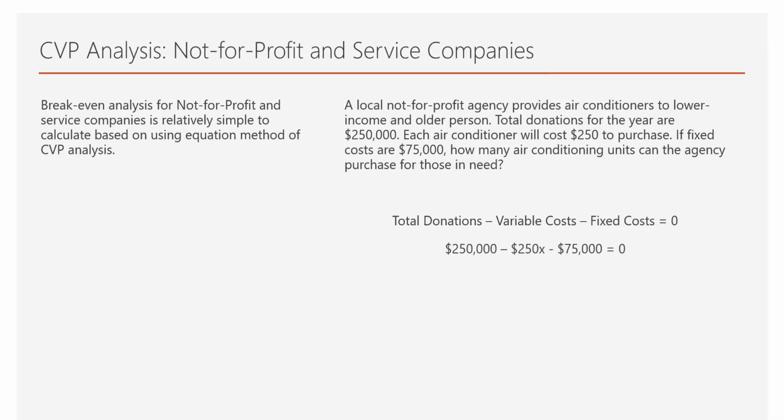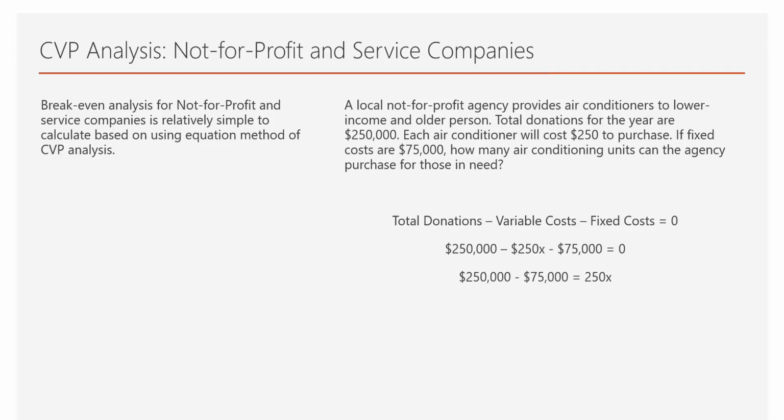So here's my donations. The total donation is $250,000. My variable costs are $250 per unit of air conditioning, minus my $75,000 of fixed costs. I am going to solve this algebraically. I am not going to do any super duper math thing. I'm just going to solve this algebraically.